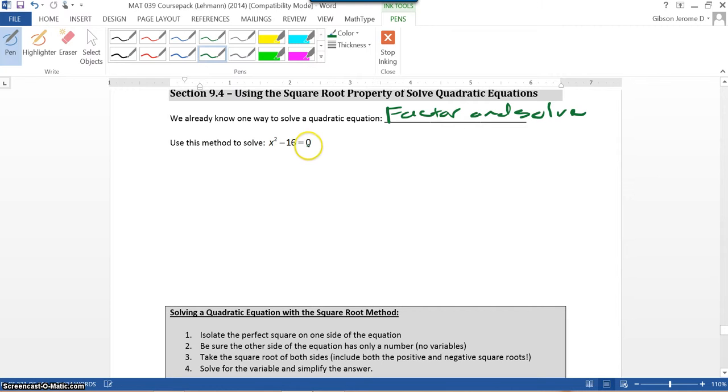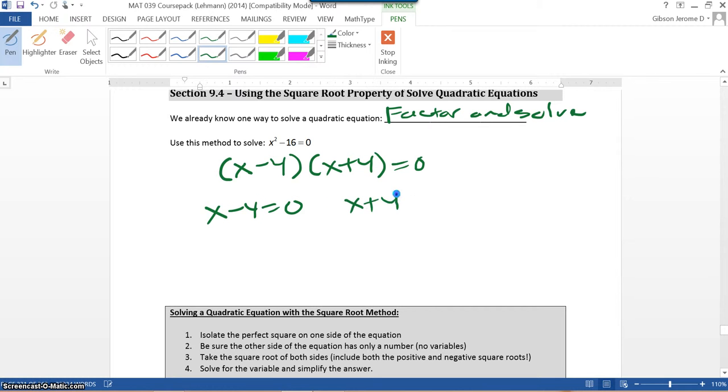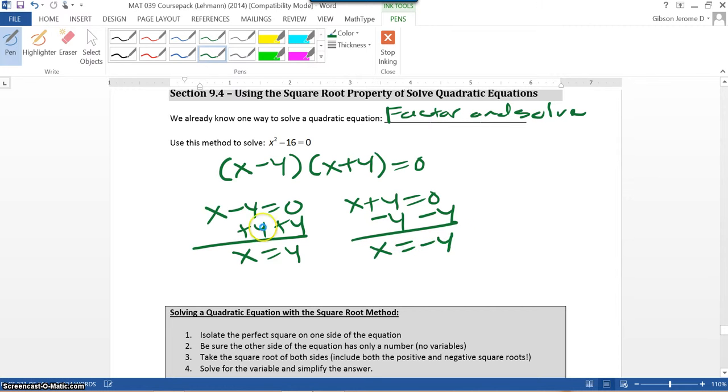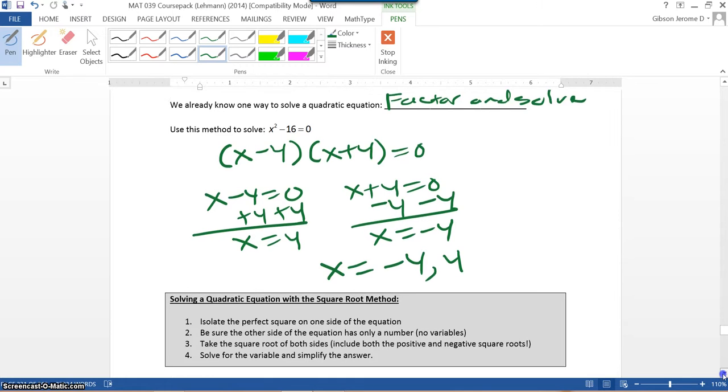Okay, we have x squared minus 16 equals 0. We know that's the difference of two squares, so we will write x minus 4 and x plus 4 set equal to 0. So then we would set both of these parentheses equal to 0, and then solve. We would add 4 on both sides here. This is x is 4. We will subtract 4 on both sides here, and x is negative 4. So our final answer is x equals negative 4, comma 4. Now remember, you do not put this in parentheses because we don't want that to be an ordered pair.